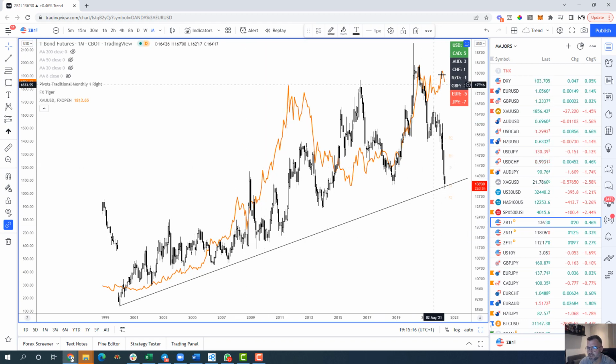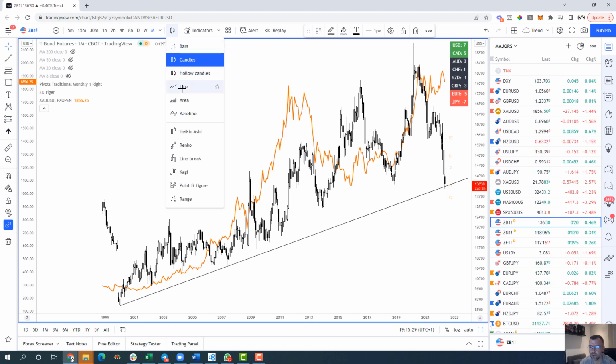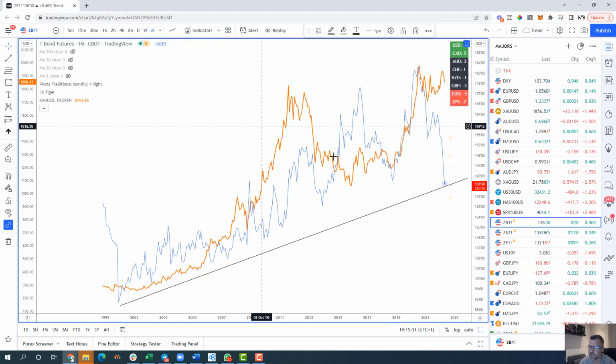Right now, gold is sitting up here. Ignore the fact that they're at different prices. What we're looking at is how the angulation, maybe if I just change the candles to a line chart, so it'll be a blue and orange. You see how they are very correlated through certain periods.